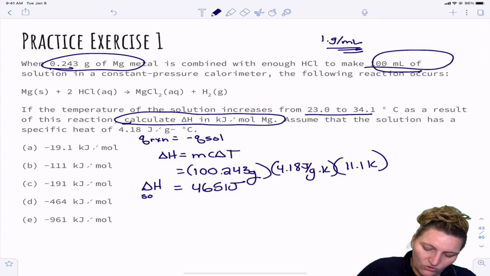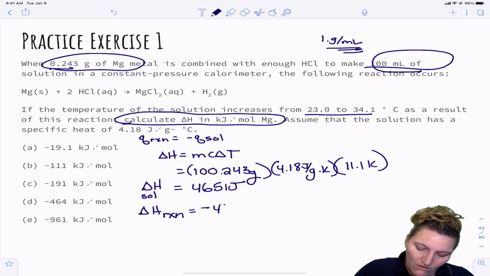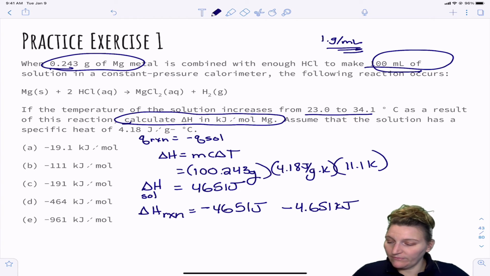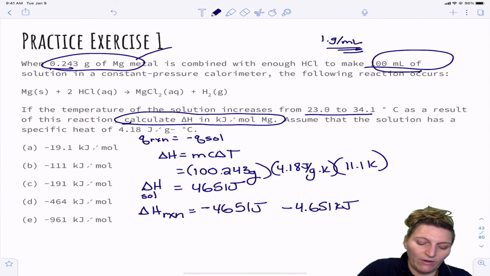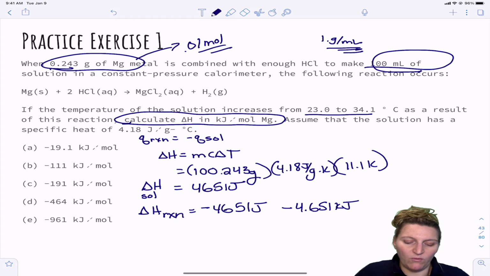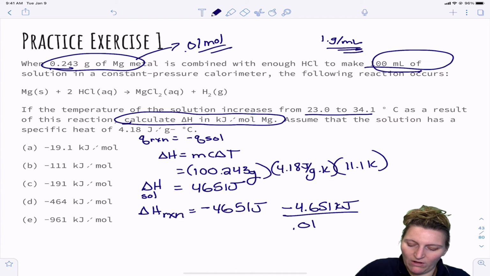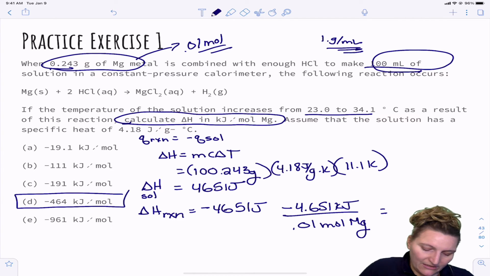That's the delta H of the solution, which means that delta H of the reaction is the opposite of that, negative 4651 joules, or negative 4.651 kilojoules. The question then asks me, what is this in kilojoules per mole of magnesium? So I go back, I look at that. The mole of magnesium is 0.01, right? Magnesium is 24.31. So I just take this and I divide it by 0.01 moles of magnesium. And then my answer there is D, right?